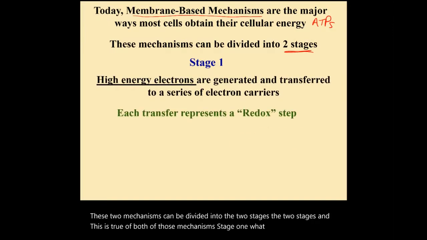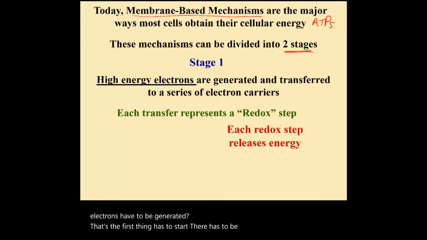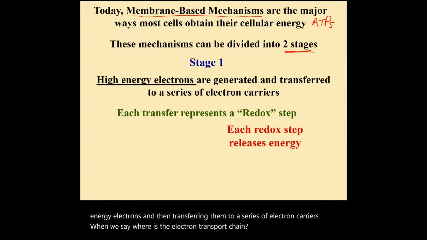Stage one, what happens? High energy electrons have to be generated. That's the first thing that has to start. There has to be a way of generating high energy electrons and then transferring them to a series of electron carriers. When we say, where is the electron transport chain, right?